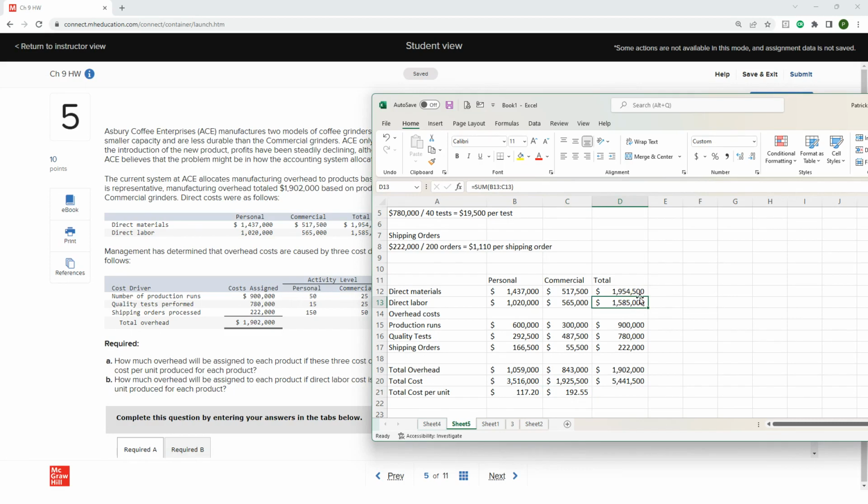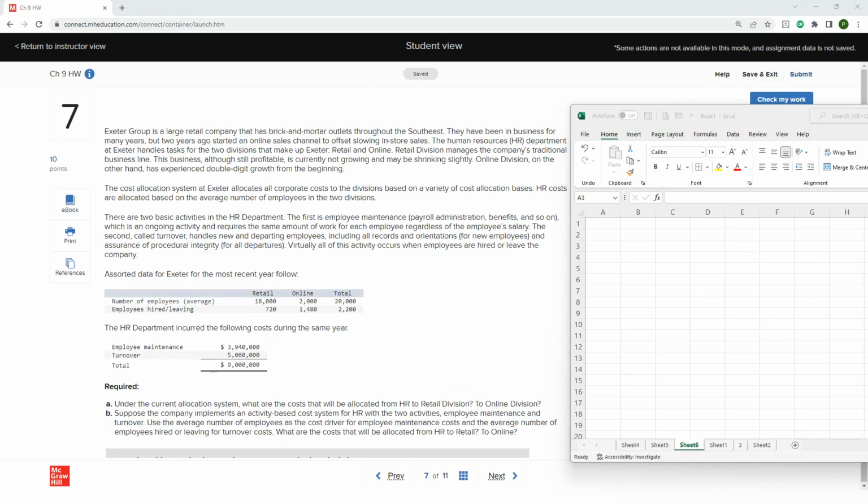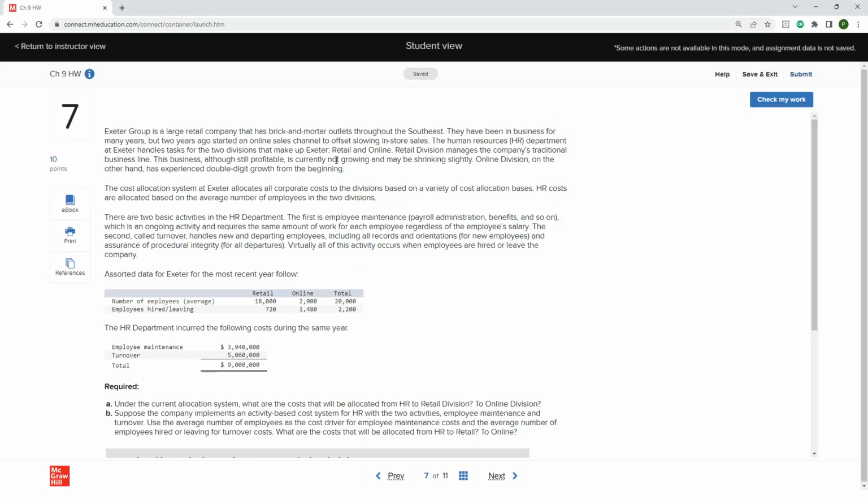Number 6, it's almost identical to question number 5, so I'm going to let you do that on your own. Question number 7. We have a large retail company that has brick and mortar outlets, and they also have an online division. The question tells us that they have an HR department, which is typical of large businesses.